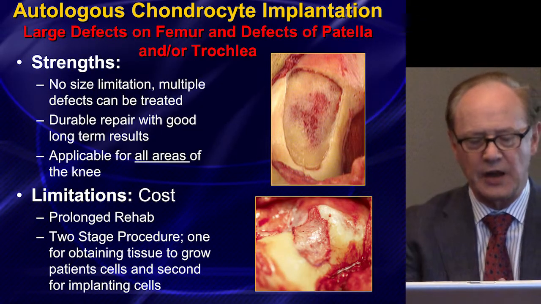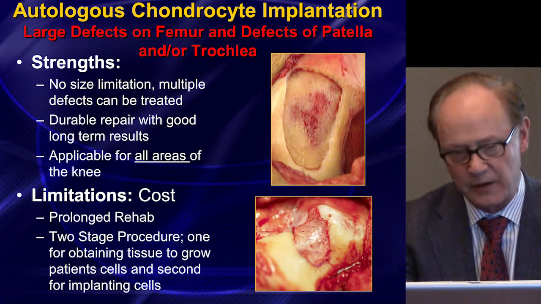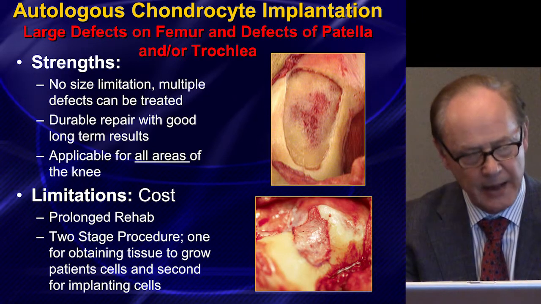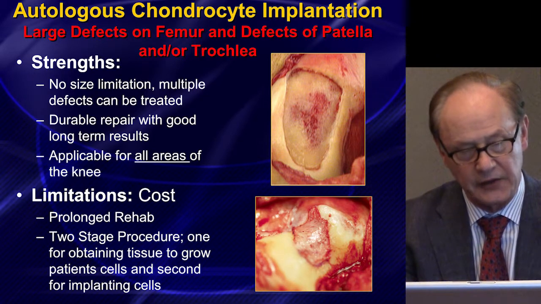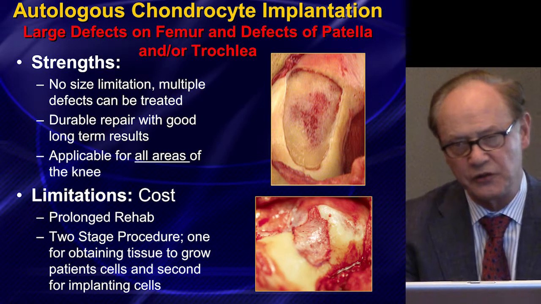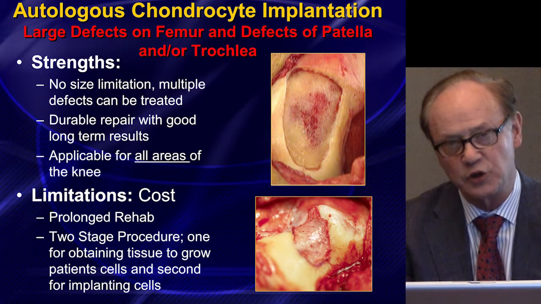And then autologous chondrocyte implantation. This, fortunately, is good for large defects anywhere in the knee, but particularly on the femur, as well as on the patella, or the kneecap, and the trochlea. Its strengths are it has no size limitation. In fact, small lesions and large lesions do equally well. It's durable and has long-term results.